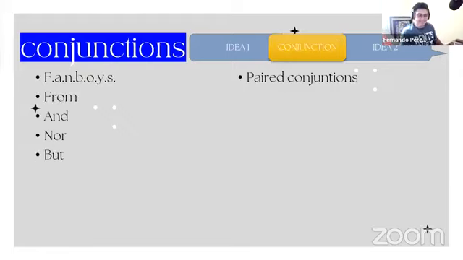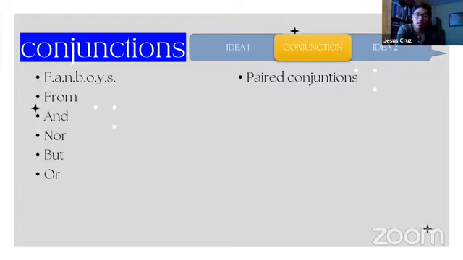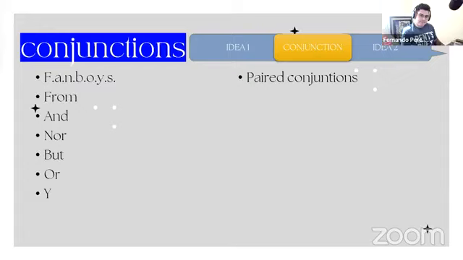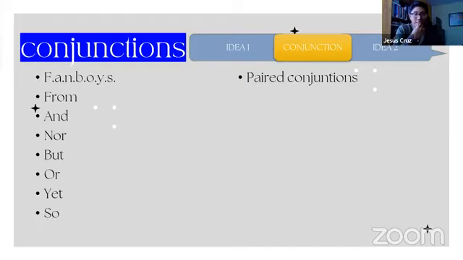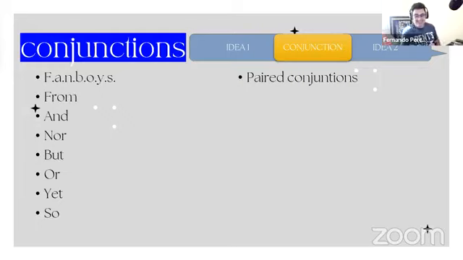But, in the same area of connectors, we have the O. Or. The Y. Yet. Yet, pretty good. And the S. So? Yes, of course. You are totally correct. As long as you don't confuse prepositions with connectors, we are working well. If you still have questions between conjunctions and prepositions, tell me, because that's going to be fundamental for the next classes. What is the difference between a conjunction and a preposition?